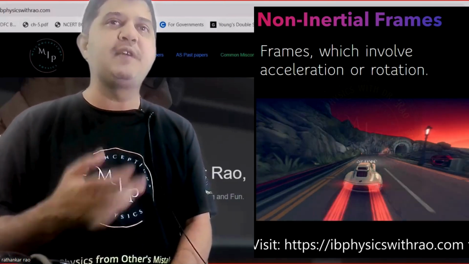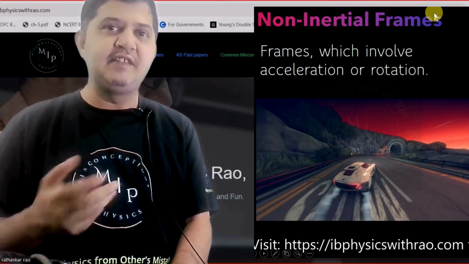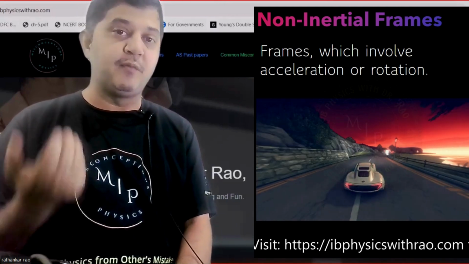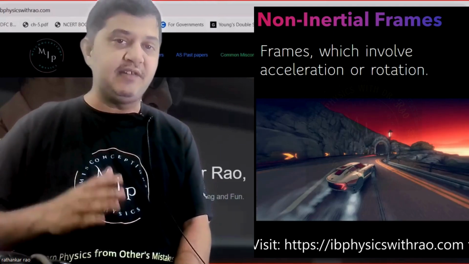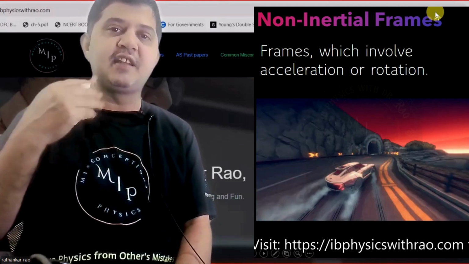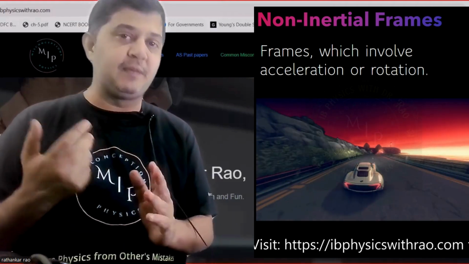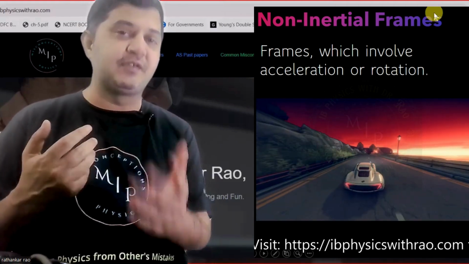For example, if you are moving in a bus, what kind of frame is this? Is this an inertial frame or a non-inertial frame? It should be a non-inertial frame. Why? Because the bus starts from rest, then accelerates, goes to a certain extent, and then stops. So there's a change in the speed of the bus over here.